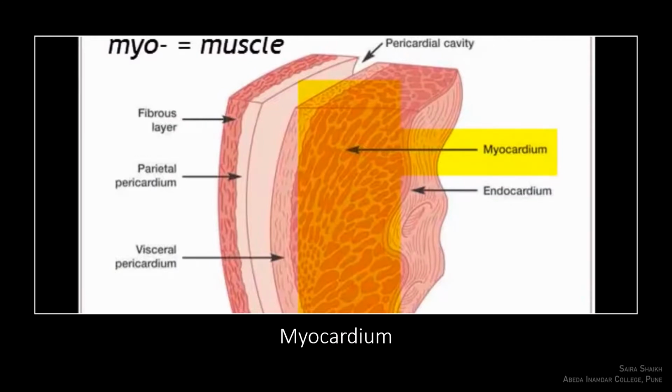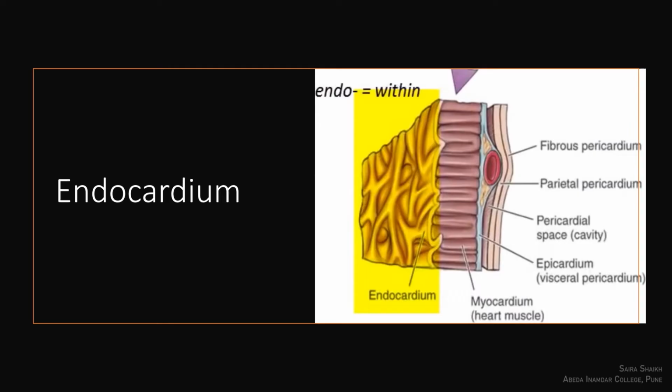The second wall of the heart is the myocardium. Myo means muscle. This layer is made up of cardiac muscles, which form the thick layer responsible for contraction and relaxation of the heart. Just inner to the myocardium, the endocardium layer is present. It is thin and protective in function, which is the innermost layer of the heart wall.